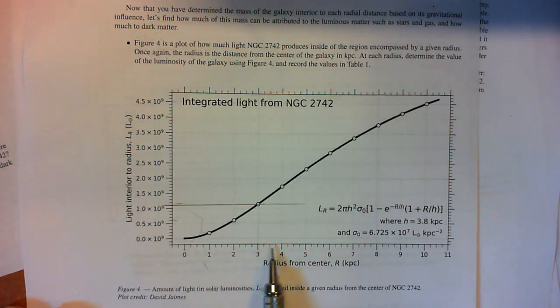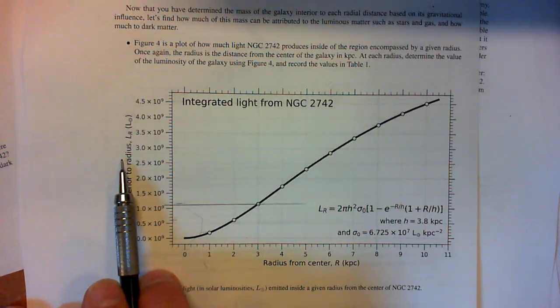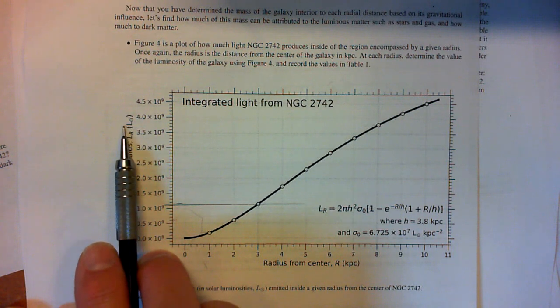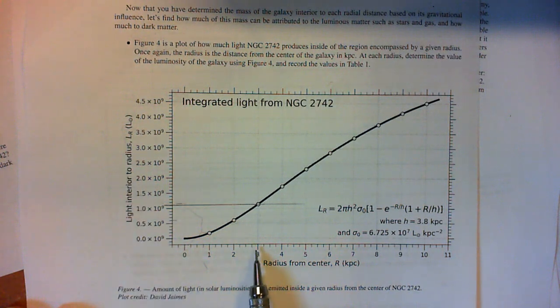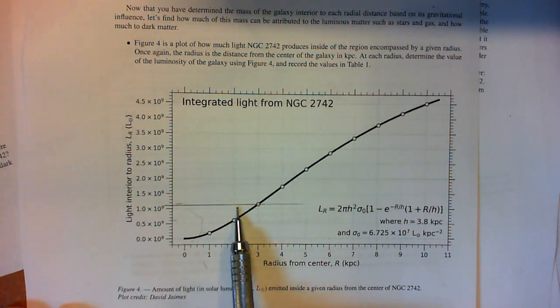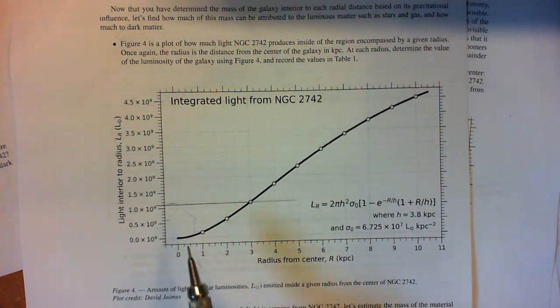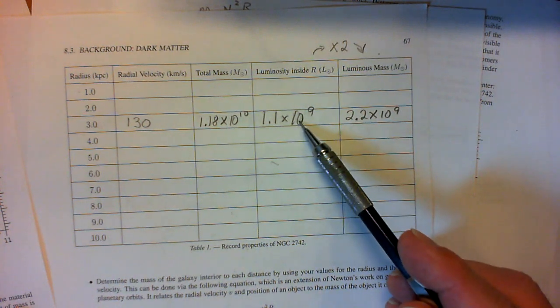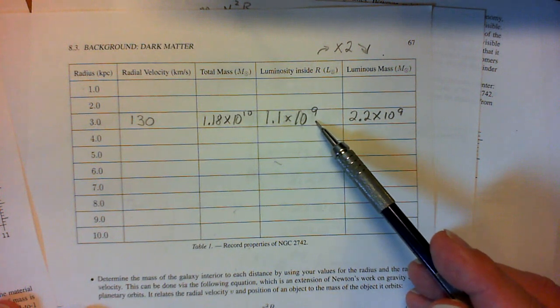Again, radius from the center on the horizontal axis in kiloparsecs. On the vertical axis, we have light interior to that radius in solar luminosity units, L sub r for light interior to that particular radius. So how bright is the galaxy inside of 3 kiloparsecs here? I read across and I read off 1.1 times 10 to the 9th solar luminosity units. So I'm going to write that down in the next column in table 1, 1.1 times 10 to the 9th solar luminosity units.